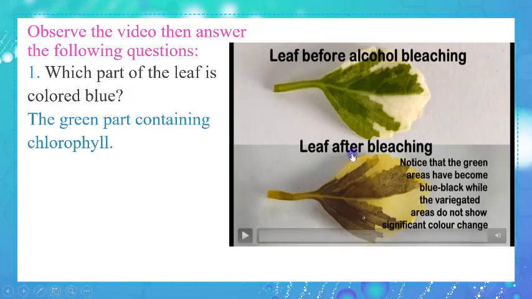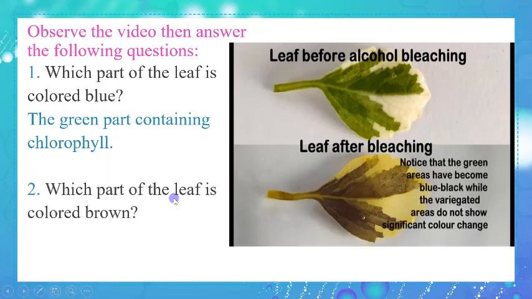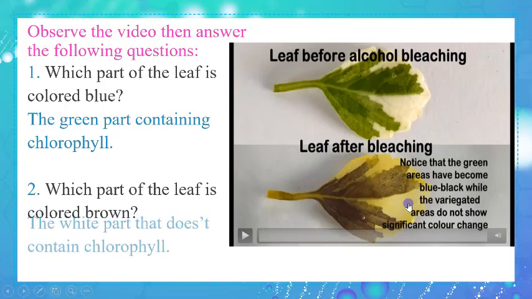What does the green part contain? It contains what? Chlorophyll. So the part that contains chlorophyll changes color with iodine solution to blue. Which part of the leaf is colored brown? Which part of the leaf is brown after adding iodine solution? Observe here the white part, the part that doesn't contain chlorophyll.